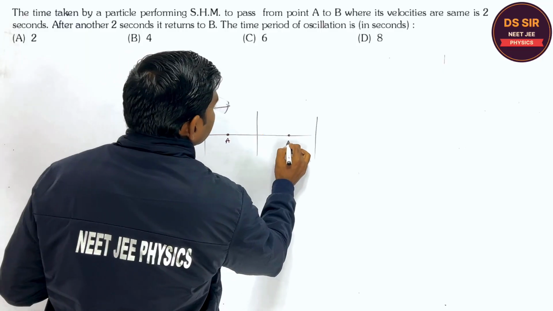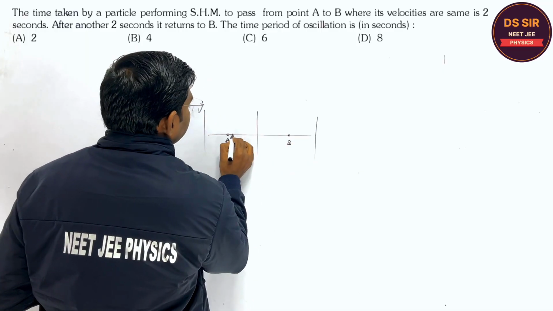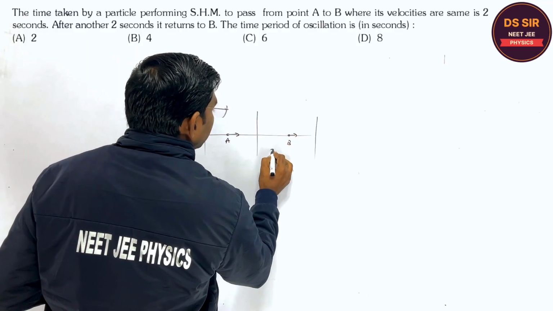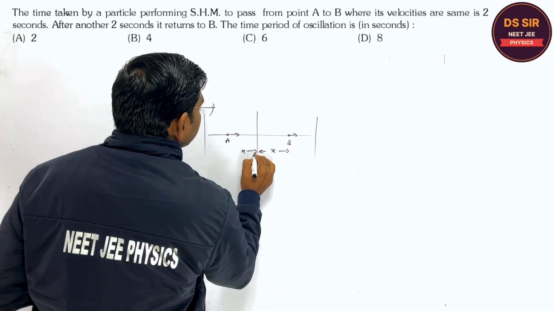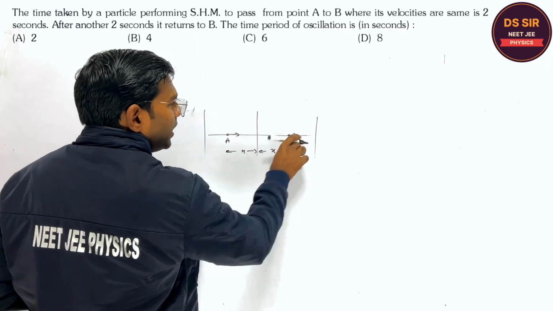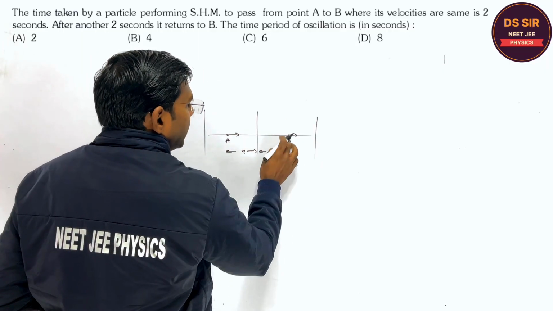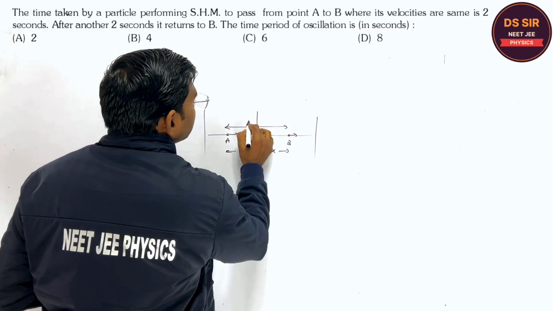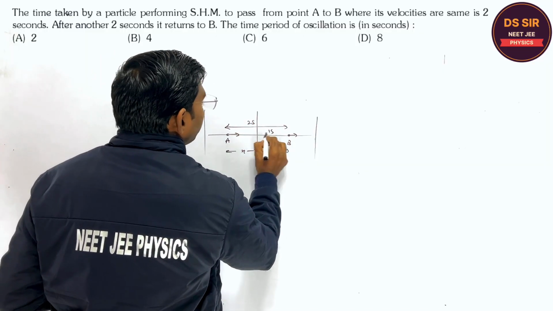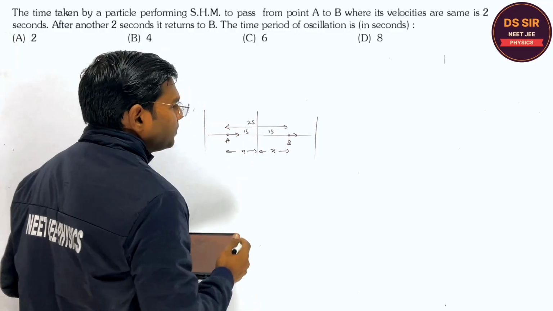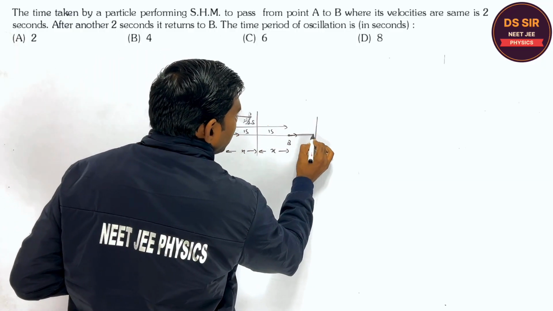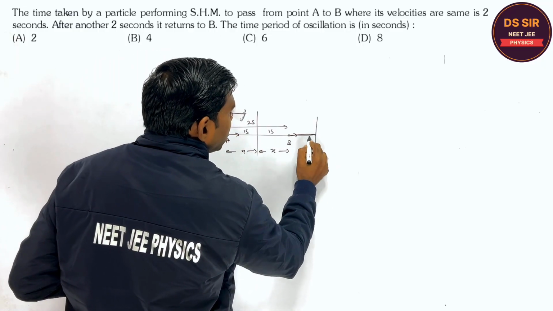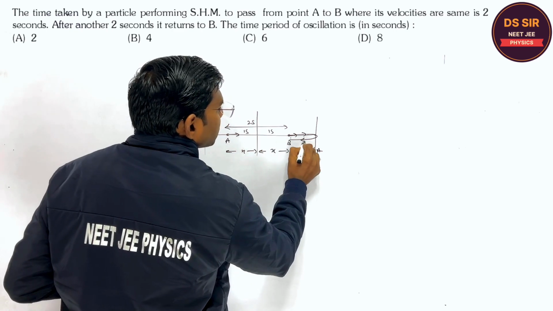From A to B, the velocities are same. So velocities are same means this distance and this distance are equal and they are moving in the same direction. So from here to here, what is the time taken? Say 2 seconds. It means this is 1 second and this is also 1 second. So listen, it goes to the extreme position and returns back. Are you getting or not?